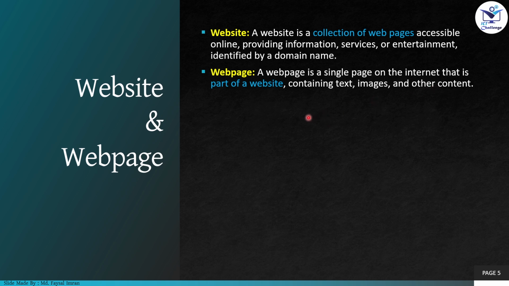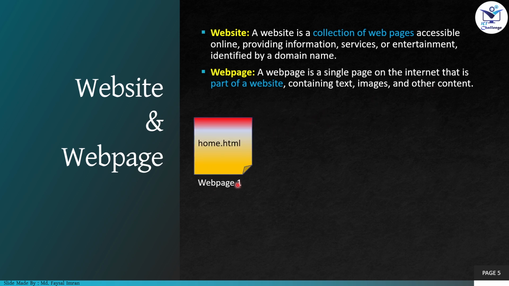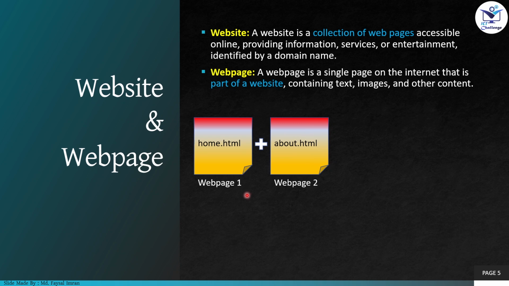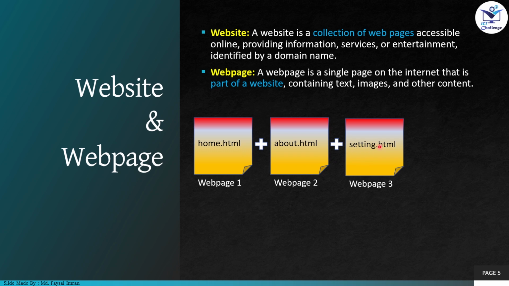Now if you see this example, we have multiple web pages: web page 1 is home.html, web page 2 is about.html, and web page 3 is settings.html. We have three web pages here, and this makes a website. This is a home page, this is an about page, and this is a settings page, and by adding those three pages we get a website. And a single web page contains many kinds of data, files, and content.